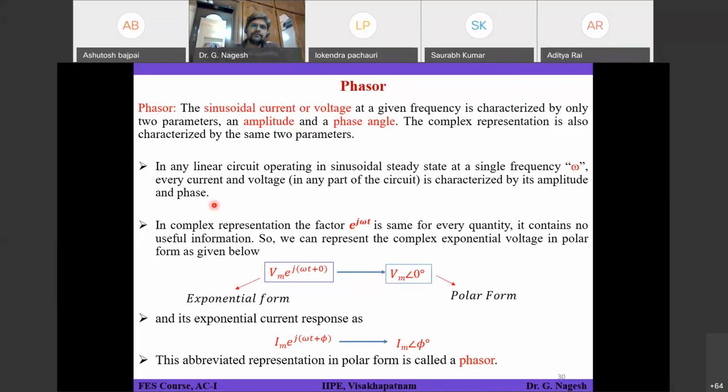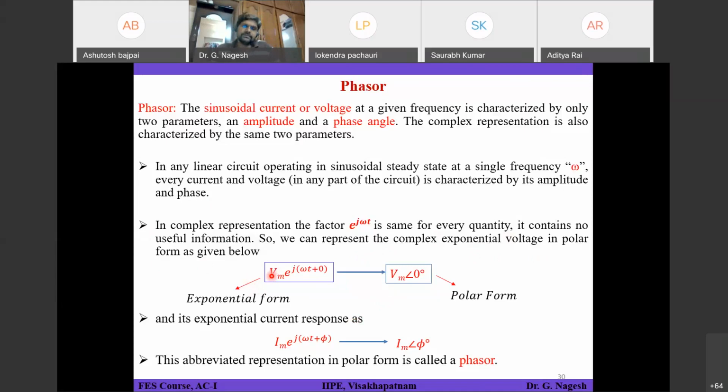Okay. Right. So what they are trying to say is, in complex representation, the e power j omega t is the same for every quantity. It contains no useful information. Correct? So we can represent the complex exponential voltage in polar form as given below.